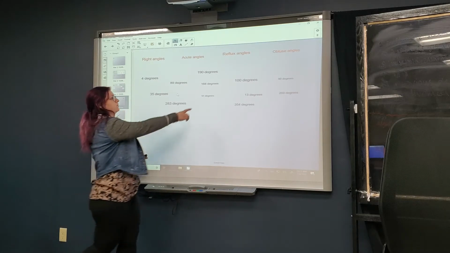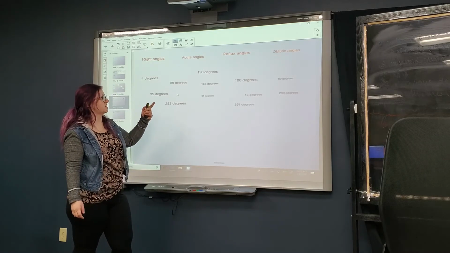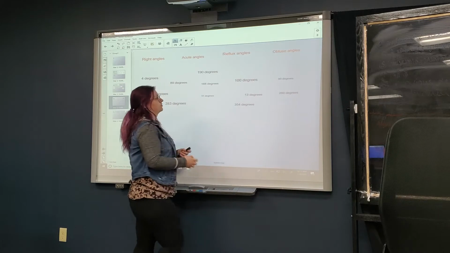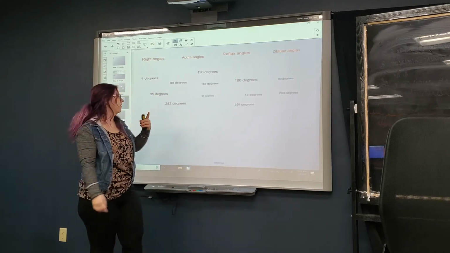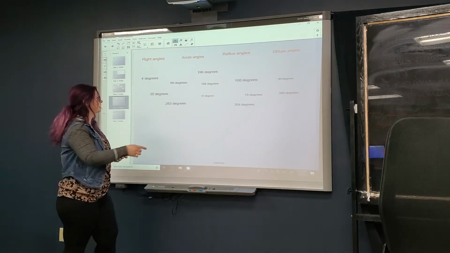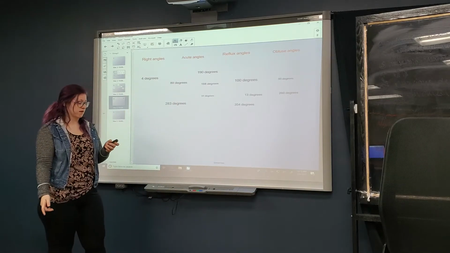So this one says 168. Let's say a student thinks it's a reflex. So they would drag it. It's wrong, so it would go back. If it's correct, so 35 degrees is acute, they would drag it to acute and it disappears.